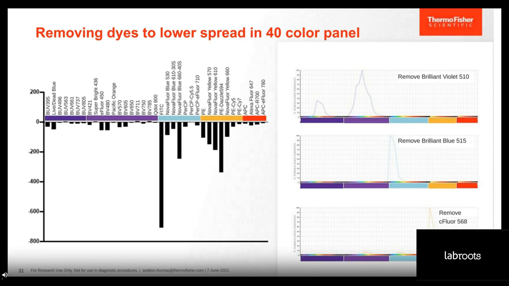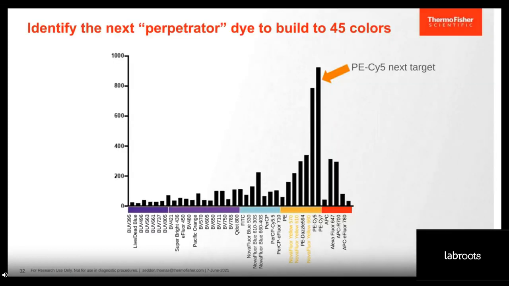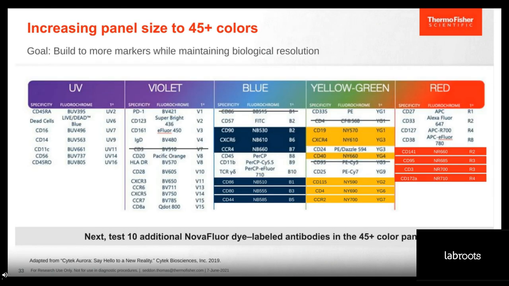And so to really identify then the next perpetrator dye to build to 45 colors, you can see here, in this case, PE Cy5 is the next target that you would use, because you can see how this is now not looking at so much the change in spread, but overall what's happening in terms of the overall spread of the panel. And so you can see where that's more of an issue. And so having removed those 4 dyes, then the idea is that I wanted to test 10 additional NovaFluor labeled antibodies in a 45 plus color panel.